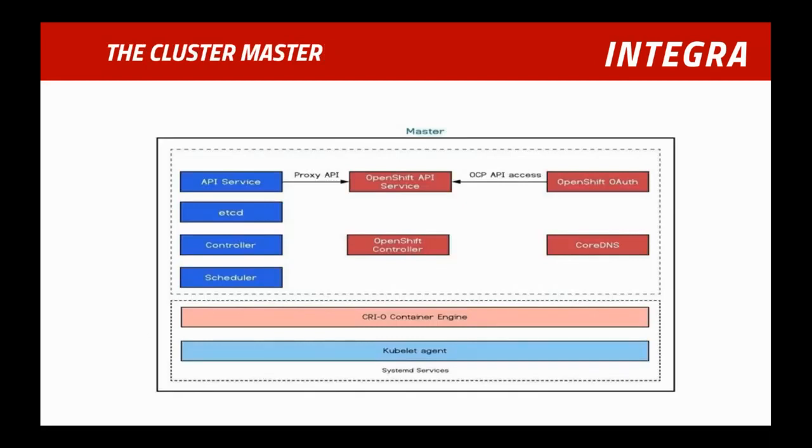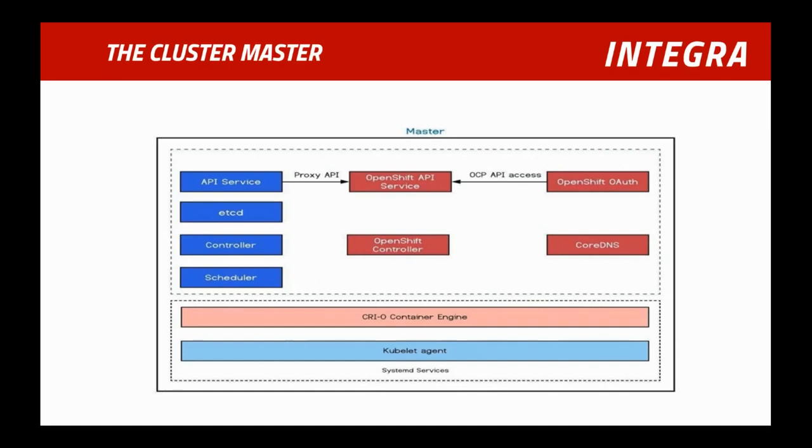Let's take a closer look at the cluster and see what it looks like from the inside. The master node. Basically, the master node has two systemd services running. We have the CRI-O container engine, which runs the containers. And then we have the kubelet agent running as a systemd service. Now, the kubelet agent ensures communication between the master components and the container engine runtime.